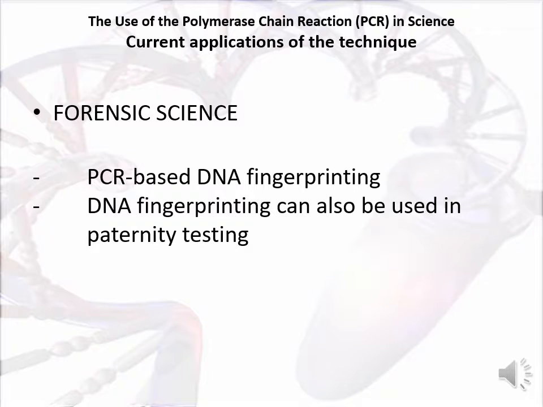Polymerase chain reaction in forensic science. Polymerase chain reaction is used for PCR-based DNA fingerprinting and is a vital tool in forensic investigations. DNA fingerprinting can be beneficial as tiny fragments of DNA can be isolated from crime scenes and then screened against DNA databases.